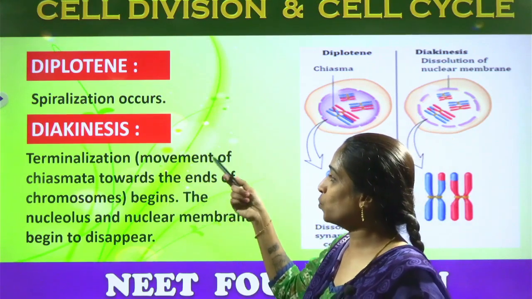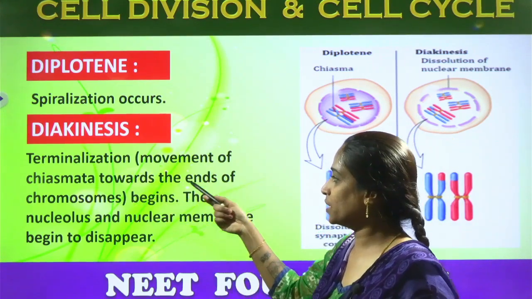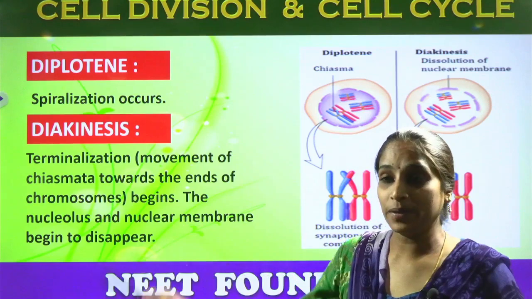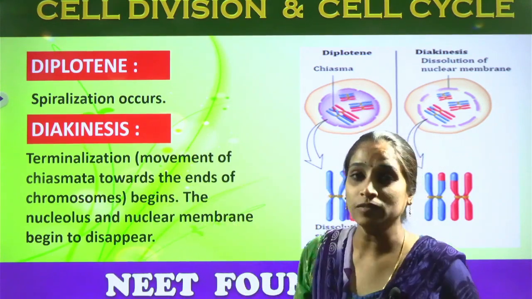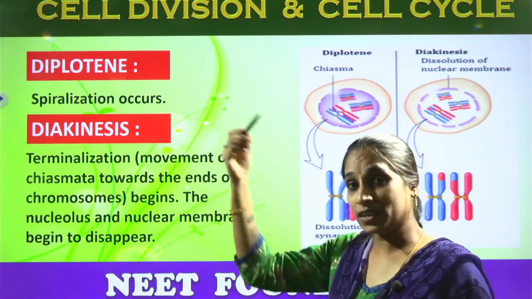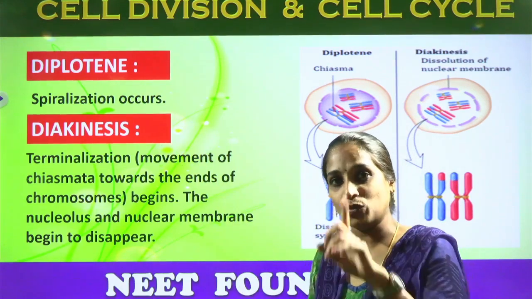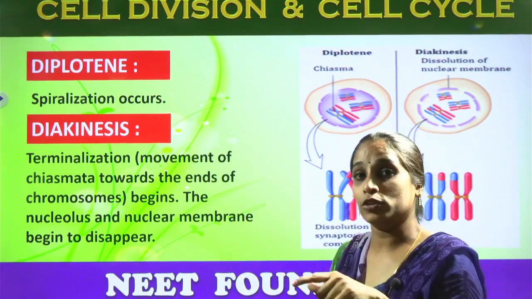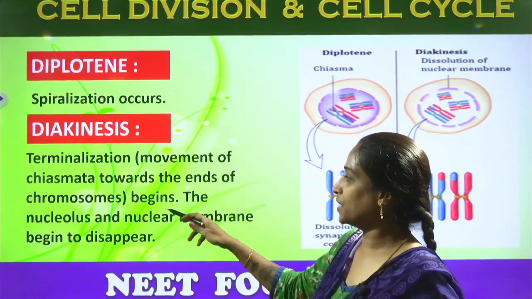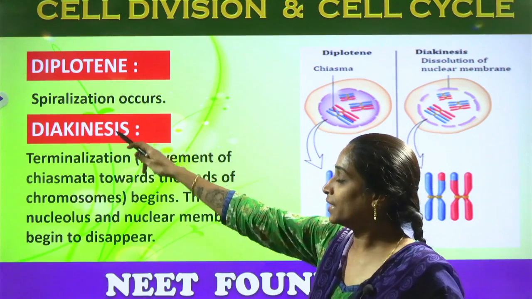Terminalization, nothing but the movement of chiasmata towards the ends of the chromosome, begins. Terminalization, movement of chiasmata towards one terminal and the other terminal. At one terminal the crossing over is finished, and the other terminal also has to be chiasmated. So that begins here in the diakinesis.